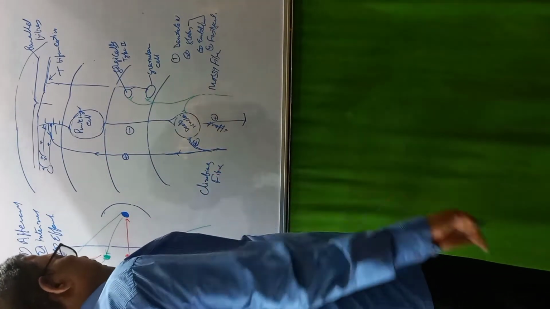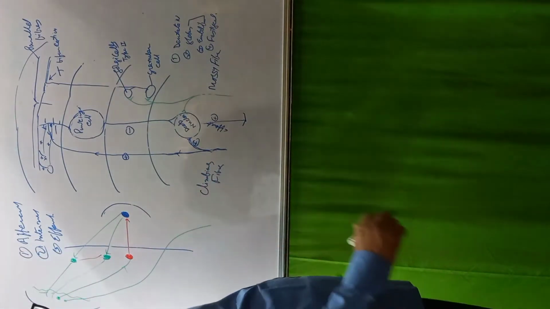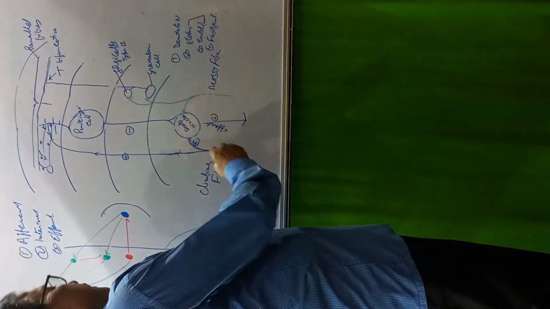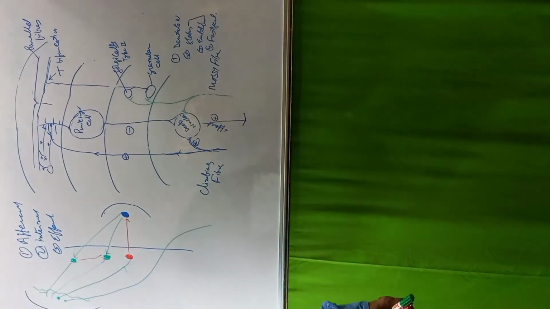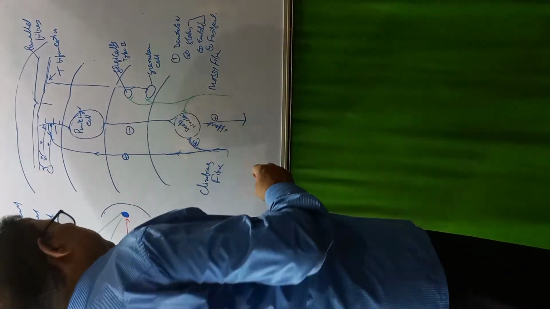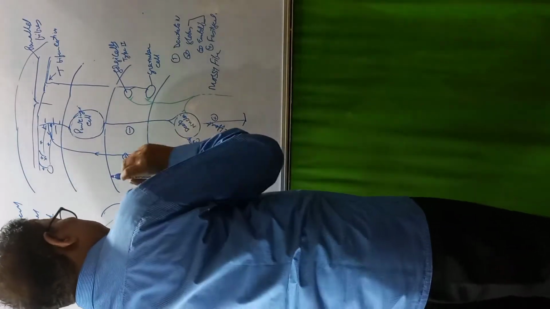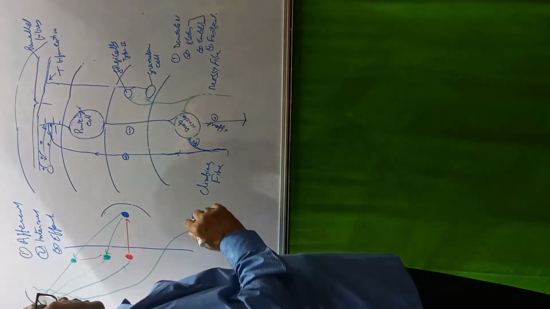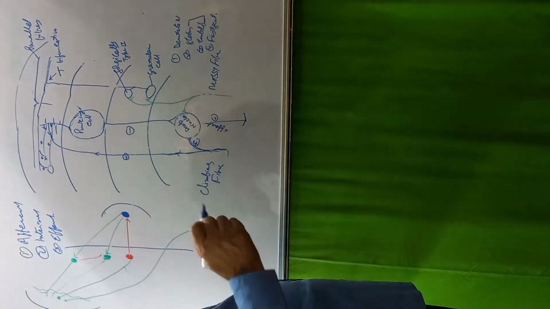One thing is very peculiar about this climbing fiber: there is a one-to-one connection. This climbing fiber connects to one Purkinje cell. This is the peculiar character of the climbing fiber. It is stimulatory, and the neurotransmitter is aspartate.